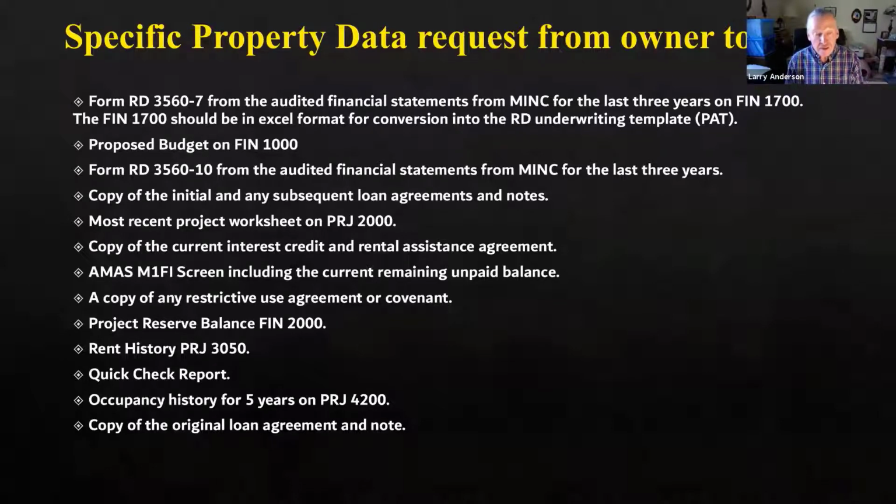And finally, you want a copy of any original loan agreement and note. And also, if you're dealing with farm labor housing, you're going to want to know if there's a grant, and you want to get a copy of that, because grant agreements differ a little bit, and those can influence what the property is going to look like.